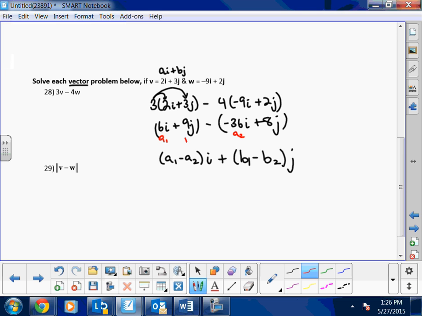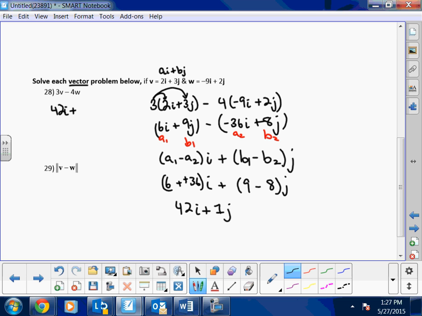This is b1, this is b2 right over here, which means I'm going to deal with these first. So I'll have 6 minus negative 36 i plus b1, which is 9 minus 8 j. So these become positive. I get 42i plus 1j. And there you go, that's my answer. So 42i plus j is the answer for this one. Lovely. Let's go ahead and move on to the next one.